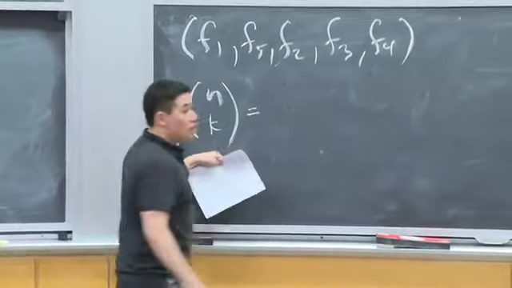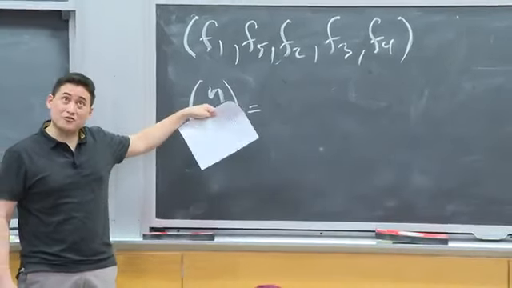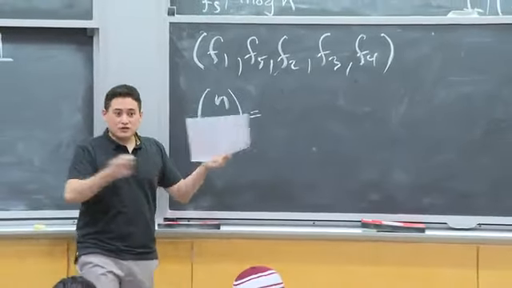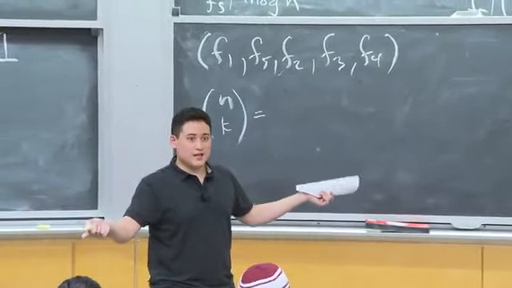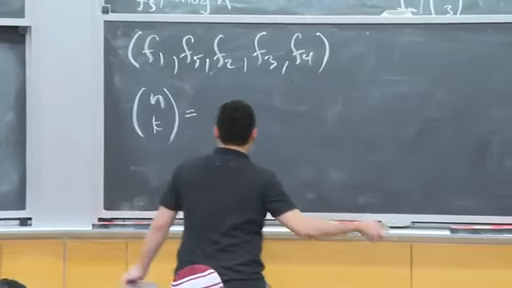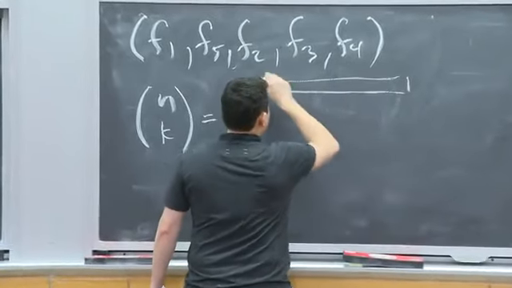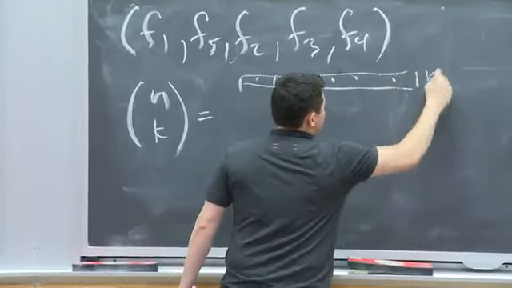What if I want to know the number of permutations of n? Sorry, just how many permutations are there of n items? That's just n factorial, right? So what we do here is we'd want to choose some number of things.